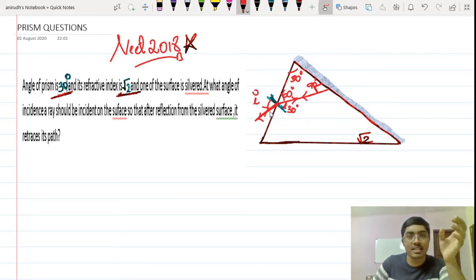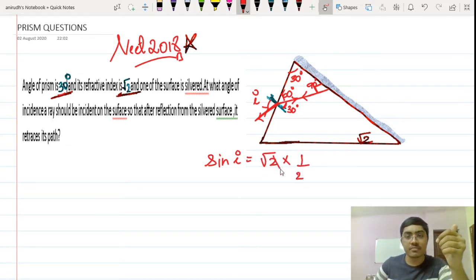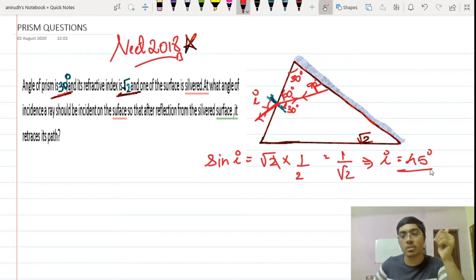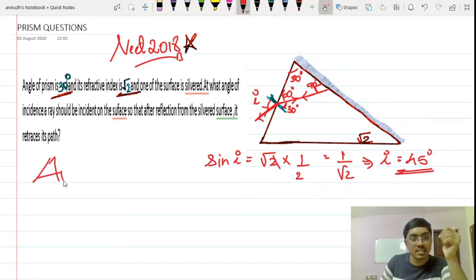I will apply Snell's law across this surface. So that will be 1 times sine i is equal to mu, that is root 2, times sine 30, which is 1 by 2. So this will cancel out, and that will give us the answer as 1 by root 2. Therefore i is equal to 45 degree. So the answer for this question is pi by 4.